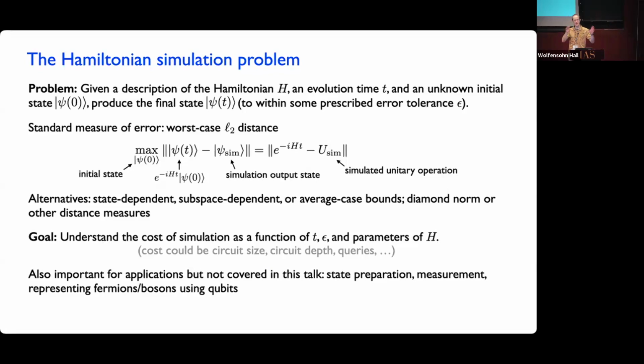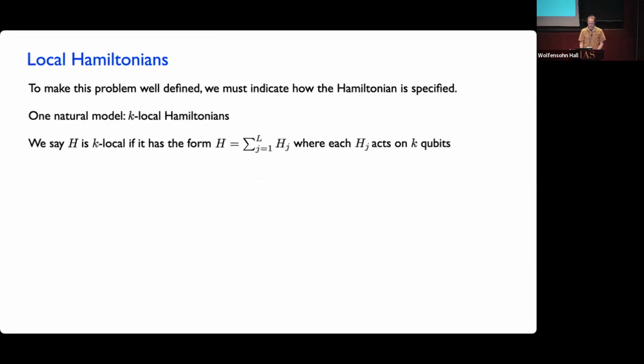So there are many of these kinds of issues that one has to face in thinking about how to actually apply Hamiltonian simulation to a real problem. But I'm really just going to focus here on the problem of reproducing the dynamics for some specified Hamiltonian. Okay, so for some specified Hamiltonian, but how are we going to specify what the Hamiltonian is? So we have to have some kind of description of the Hamiltonian that specifies the problem.